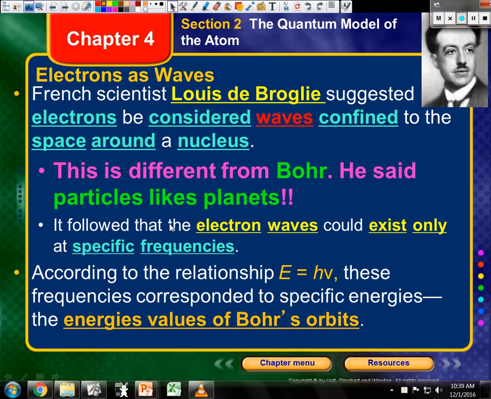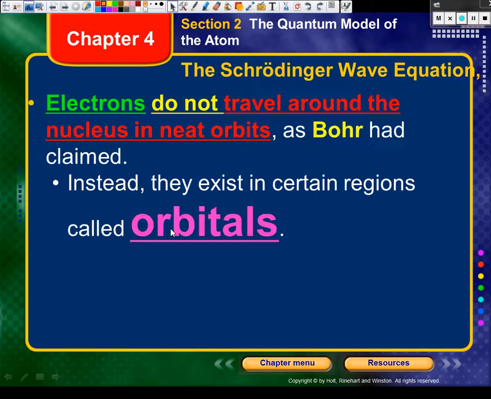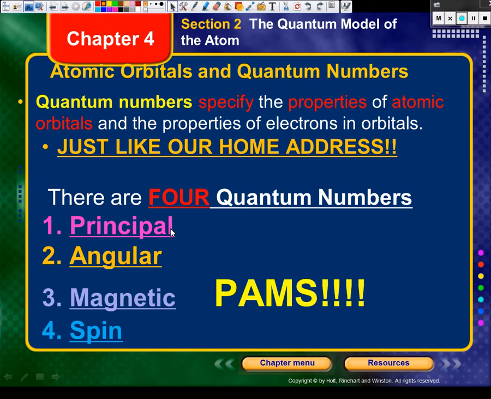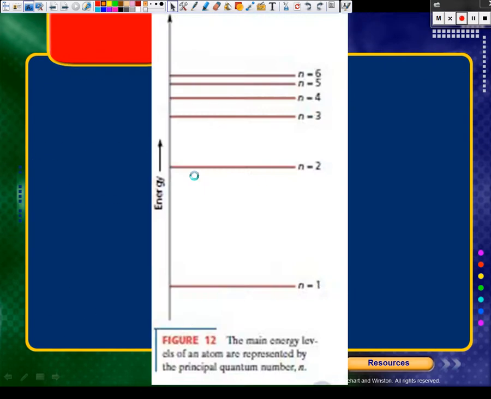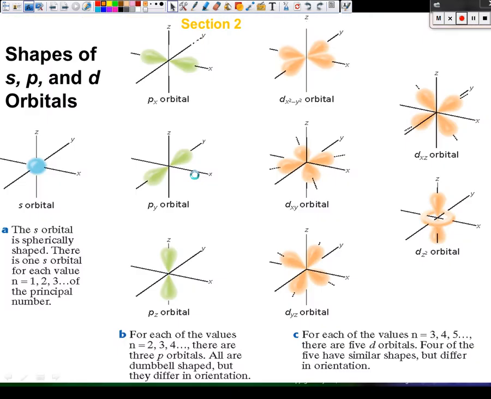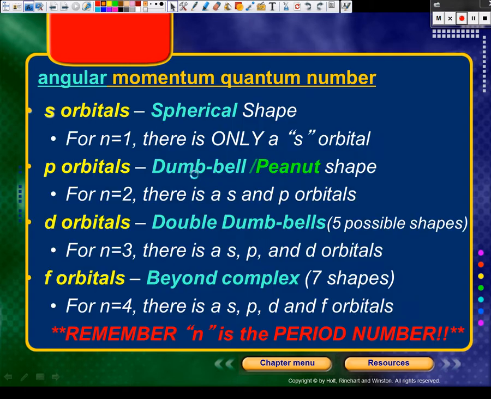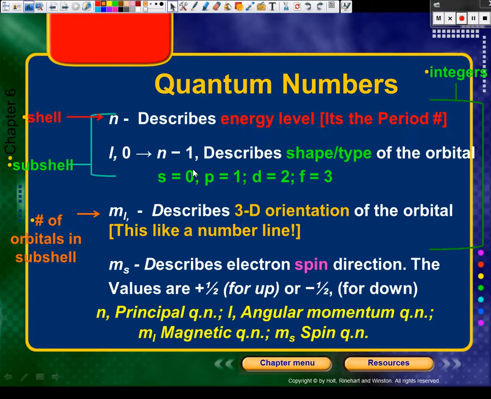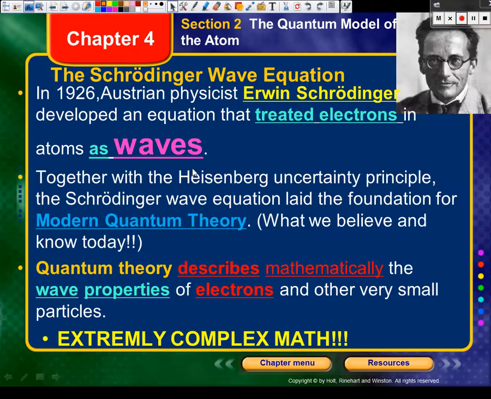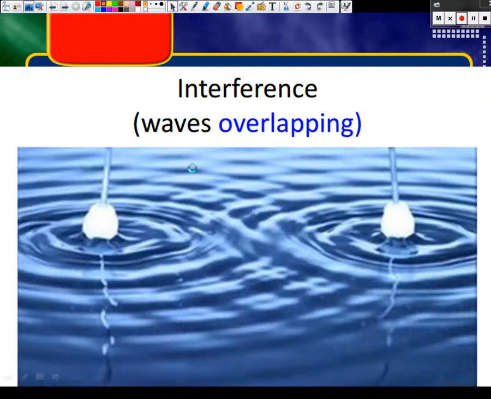So this is it right here: principal, angular, magnetic, and spin. Let me go ahead and tell you, I'm not going to be here tomorrow, so you will have a video to watch, and it is going to start here and go through all of this part. Just forewarning you, that's where you're going to be tomorrow. So let's go back up to where we need to be today.